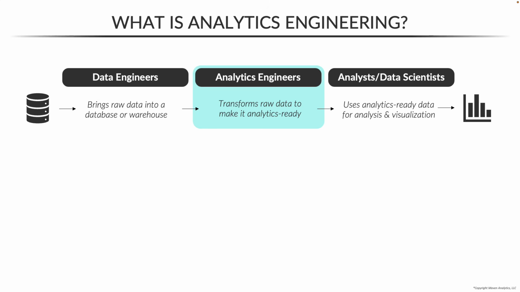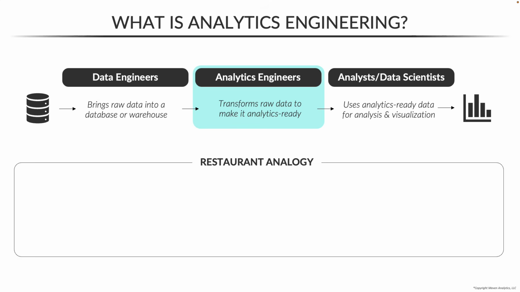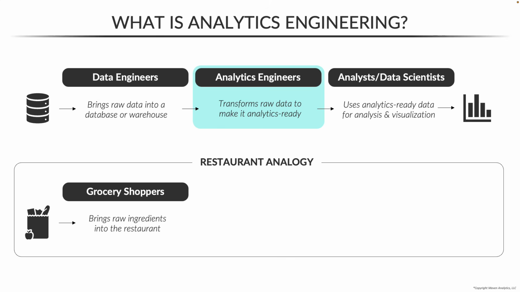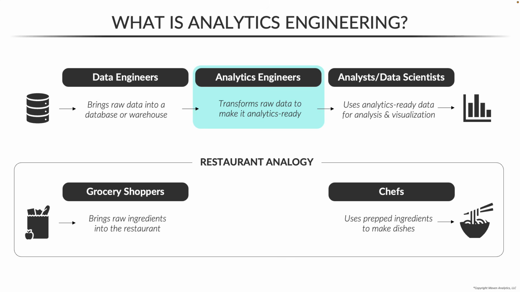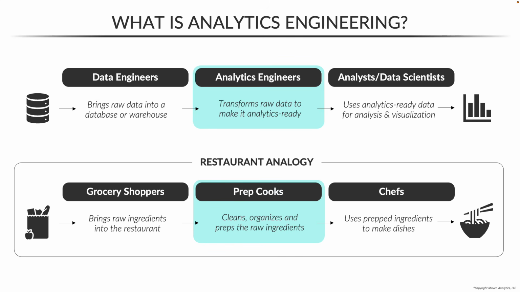Now, to understand this in non-data terms, think of it like a restaurant. You've got grocery shoppers who bring in raw ingredients. You've got chefs who turn those ingredients into dishes. And in the middle, you've got prep cooks. They clean, chop, and organize everything so the chefs can actually do their job efficiently.